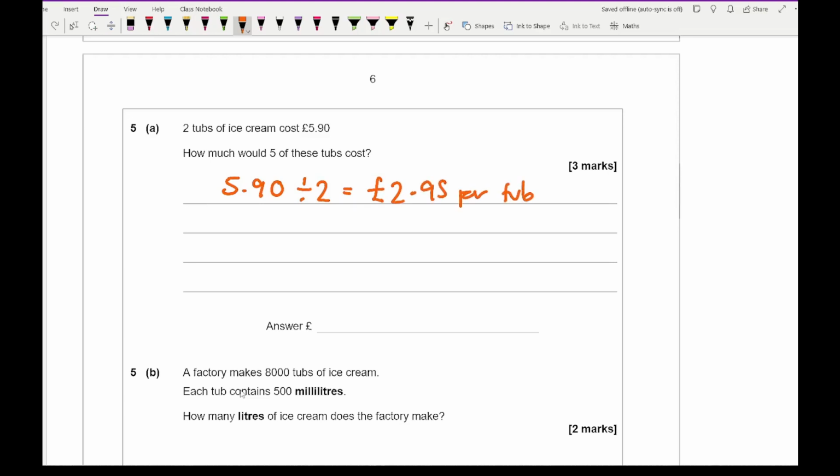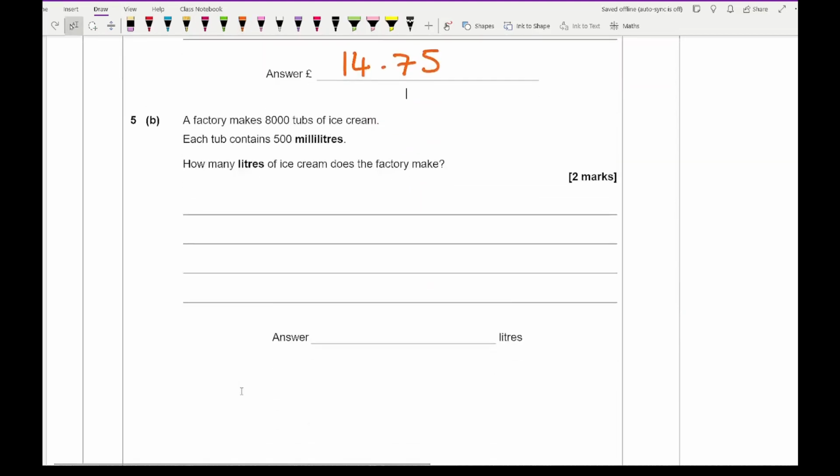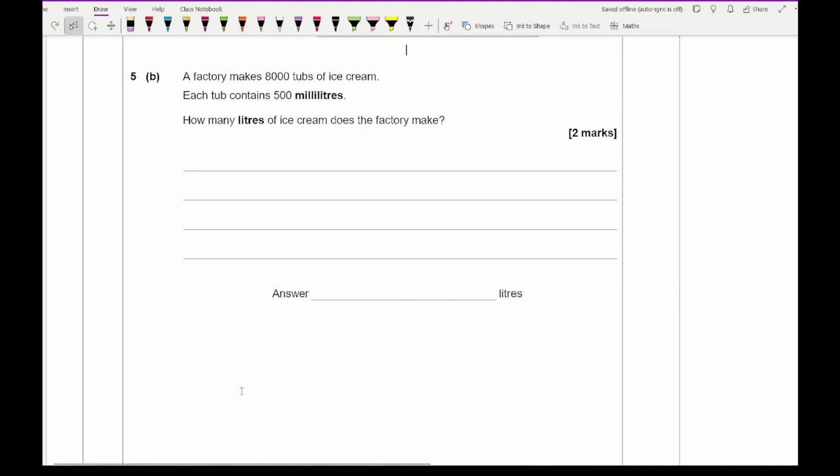We all know the price of 5, so if I multiply that by 5, I should have the answer of £14.75. Then for question 5b, it says the factory makes 8,000 tubs of ice cream. Each tub contains 500 millilitres. How many litres of ice cream does the factory make?